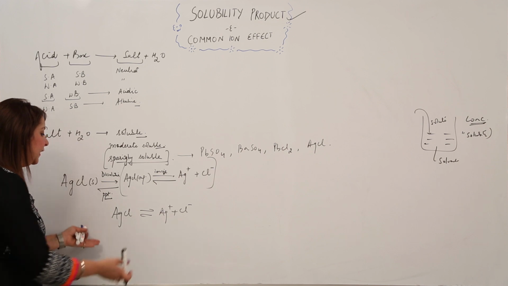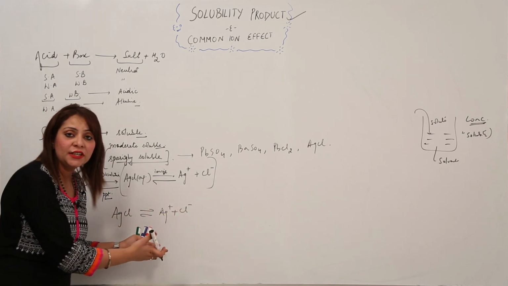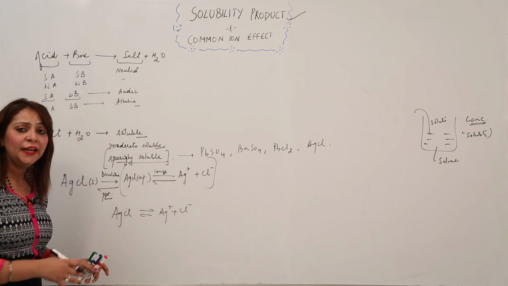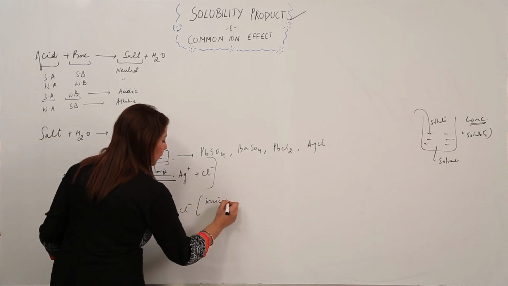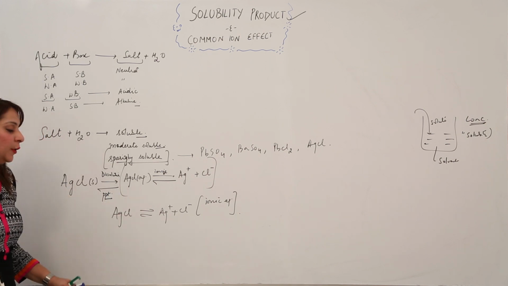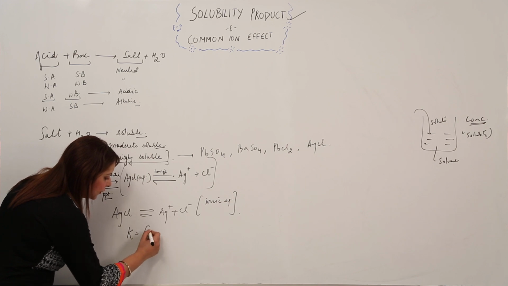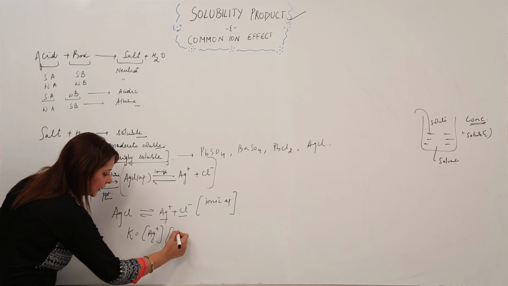That means the rate at which AgCl gets dissociated into Ag+ and Cl- is equal to the rate at which Ag+ and Cl- combine to form AgCl, right? So there exists a dynamic ionic equilibrium, right? So let us write the equilibrium constant expression for this. K is equal to concentration of product. We have these two products, so I am just writing the concentration.